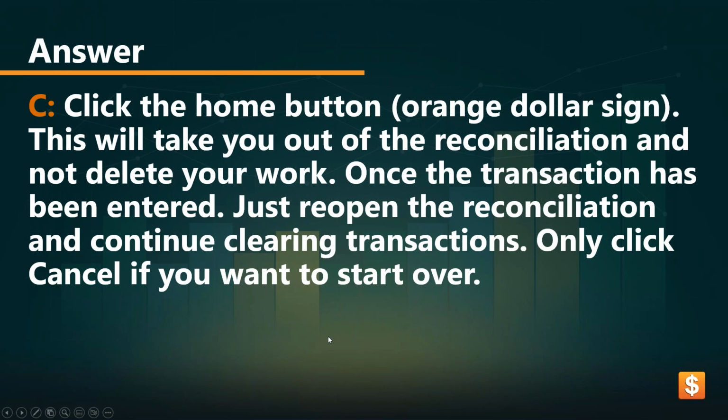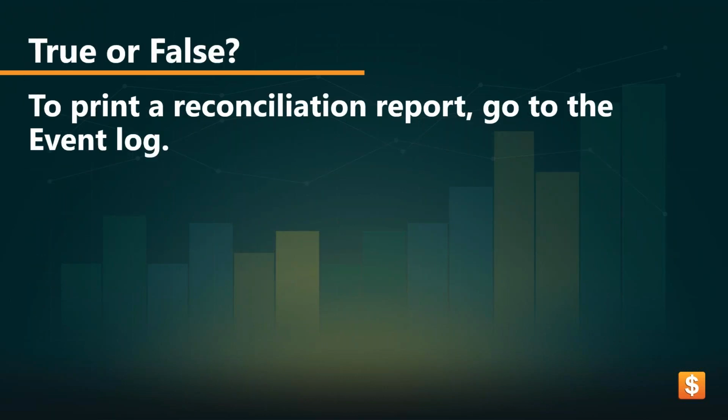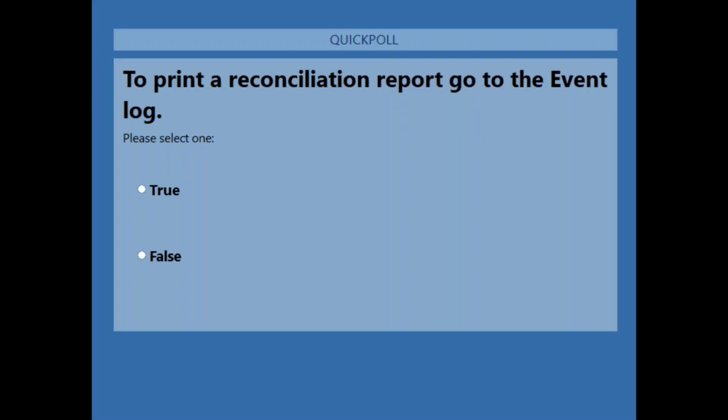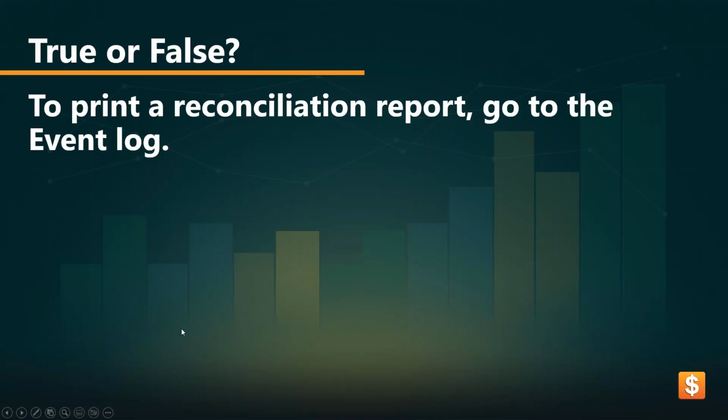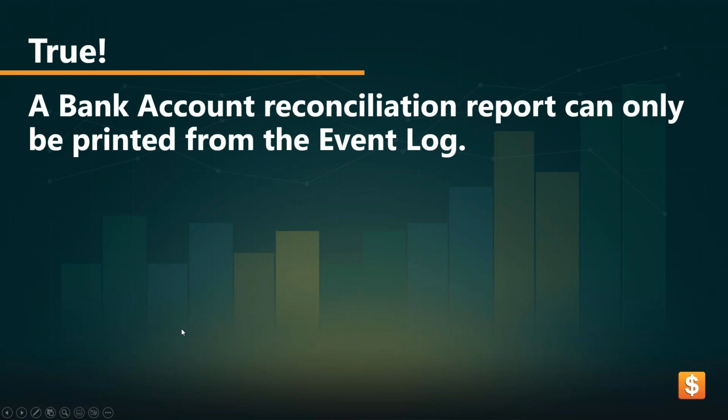All right, final question today. True or false, to print a reconciliation report, go to the event log. True or false? Thinking about that reconciliation report, where do you go to get that? All right, most of us have answered. I'm not going to waste too much more time on that, so we're going to close that out. And yeah, true. A bank account reconciliation report can only be printed from the event log.